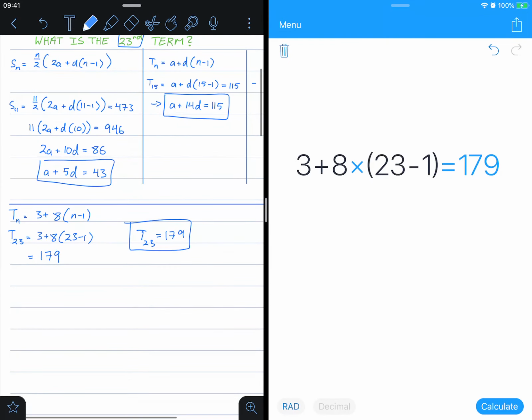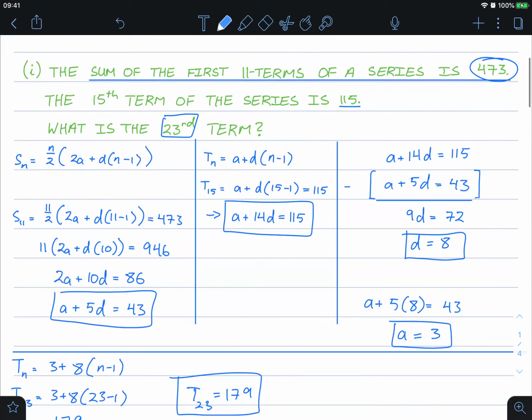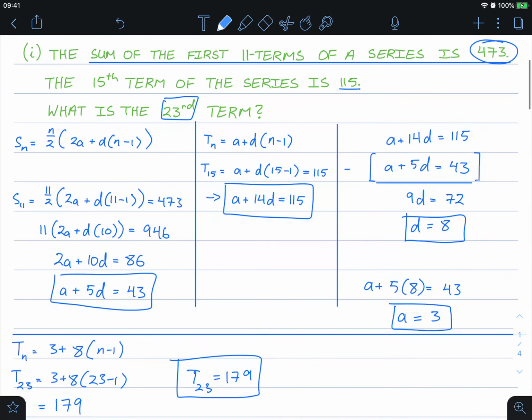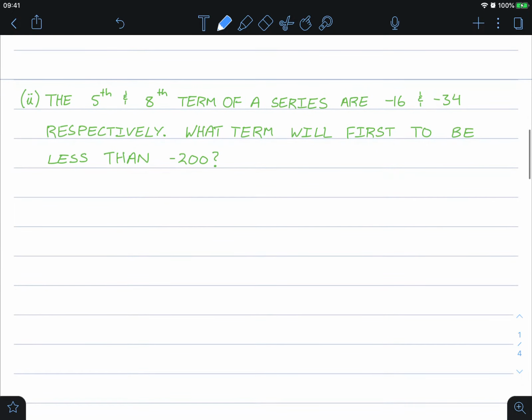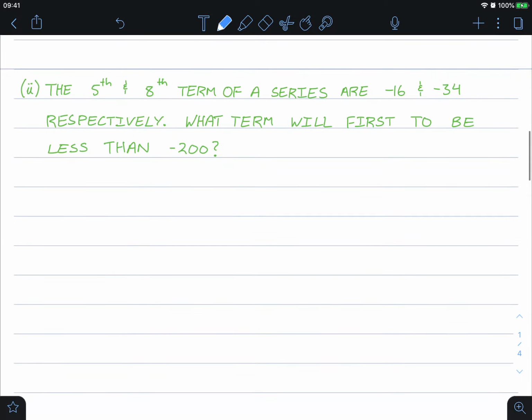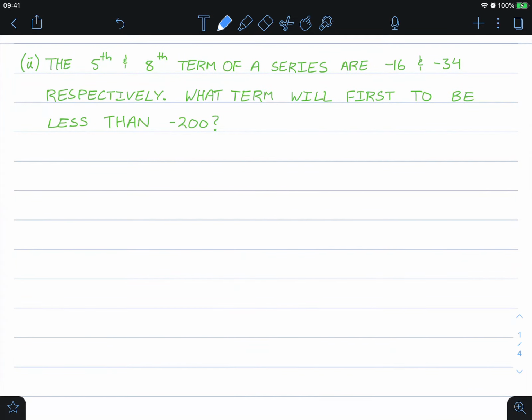And there we go. Now, that's just the first problem that we'll be seeing. Just a quick heads up, we're going to be doing a lot of simultaneous equations for this, so I hope you're ready to be doing a lot of those. So here's another example. You can go ahead and pause the video and give it a go.